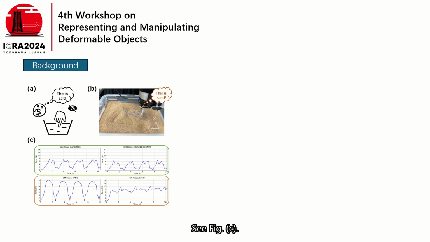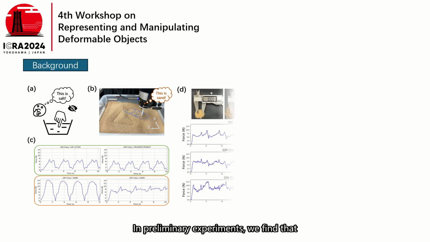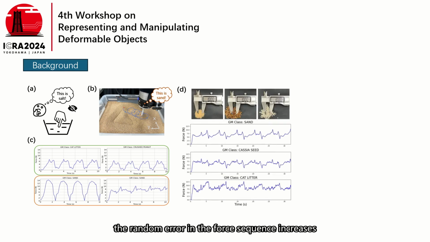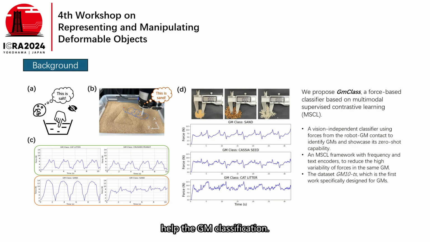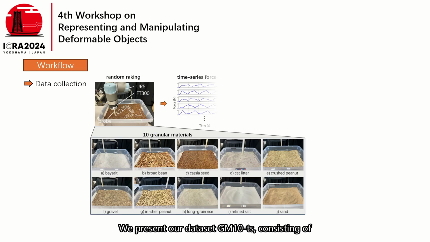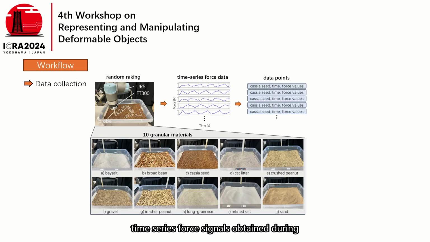See Fig. C. In preliminary experiments, we find that the random error in the force sequence increases with particle size rising, as shown in Fig. D. Thus, we will convert the time series force signal into the frequency domain to help the GM classification. We present our dataset, GM10TS, consisting of time series force signals obtained during the robotic manipulation of 10 granules.